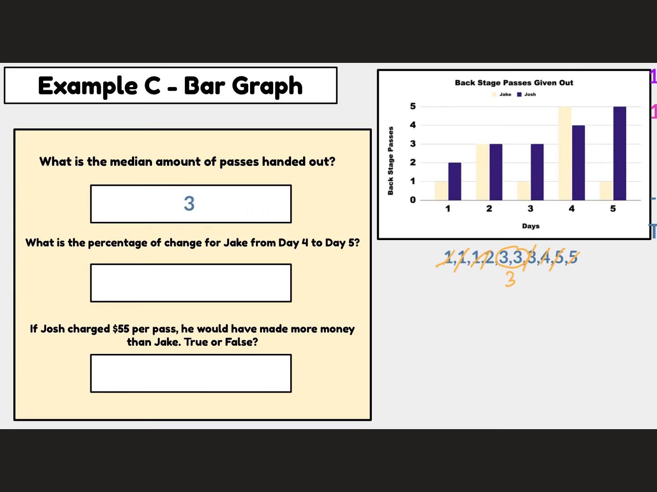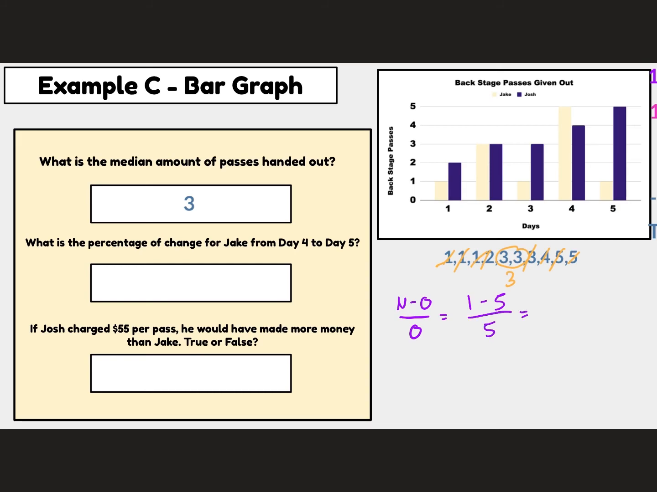Now it asks what percentage change for Jake from day 4 to day 5. So we're going to need our old formula that we've learned way back of new minus old divided by old. So our new amount for day 4 to day 5 is going to be the amount of day 5, because day 5 comes after day 4. So the new amount for Jake, which is the yellow amount here, is going to be 1. The old amount, so the amount he made on day 4, is going to be 5.